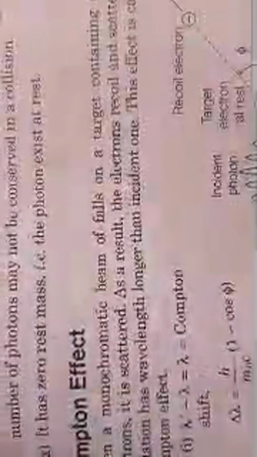Compton effect. When a monochromatic beam of radiation falls on a target containing free electrons, it is scattered. As a result, the electrons recoil, and the scattered radiation has a wavelength longer than the incident wavelength. This effect is called the Compton effect.